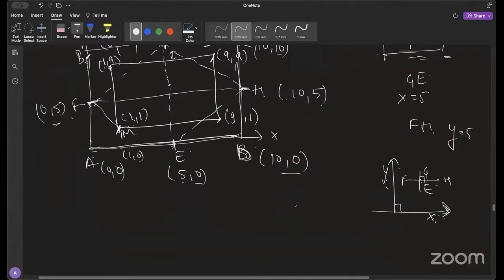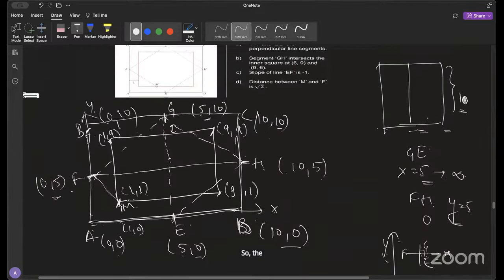Or the other way, you can just check it using the slopes. What is the slope of this line? And this one too. The slope of this one is 0 and that is infinite.